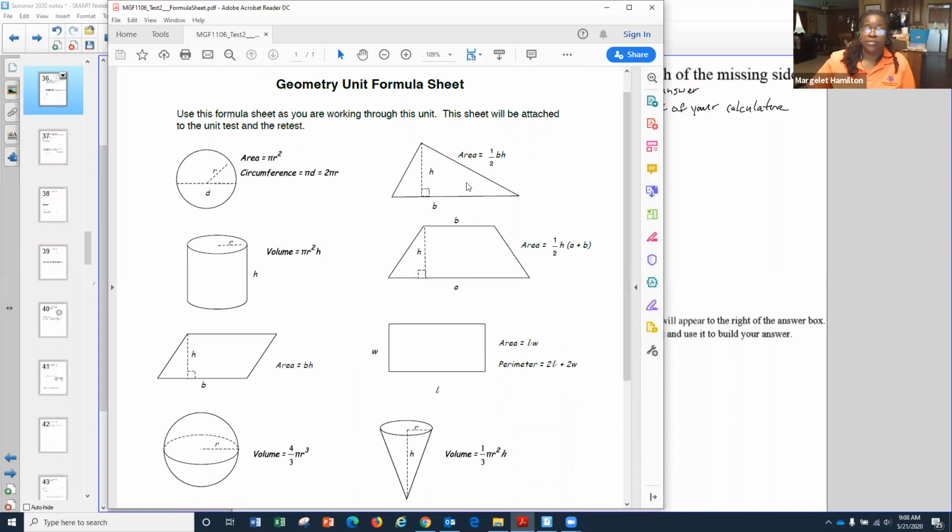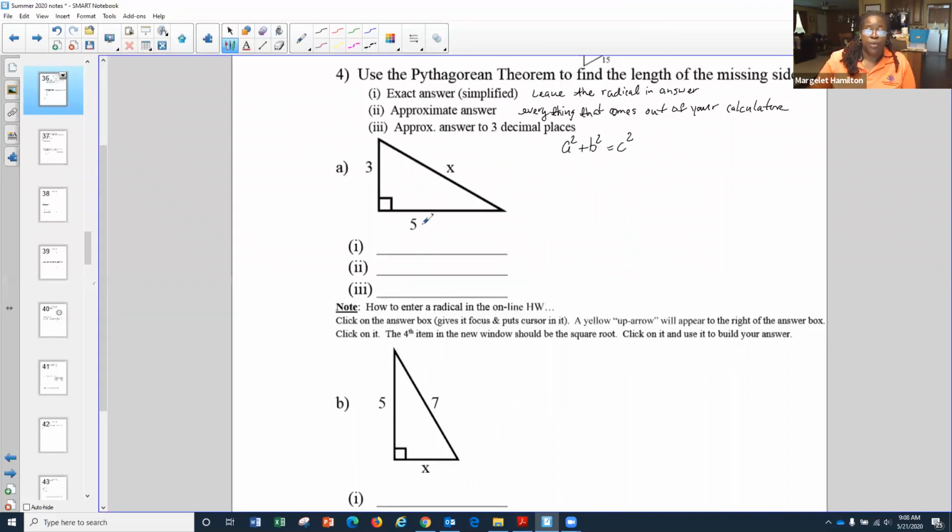Okay? We're plugging it in. Now remember, your sides can be anything. If you want 3 to be A, or you want 5 to be A, it's up to you. All we need to know is that our X is always going to be our C. So we have 3 squared plus 5 squared equals X squared. And then we're going to go ahead and work that out. 3 squared gives us 9. 5 squared is 25.